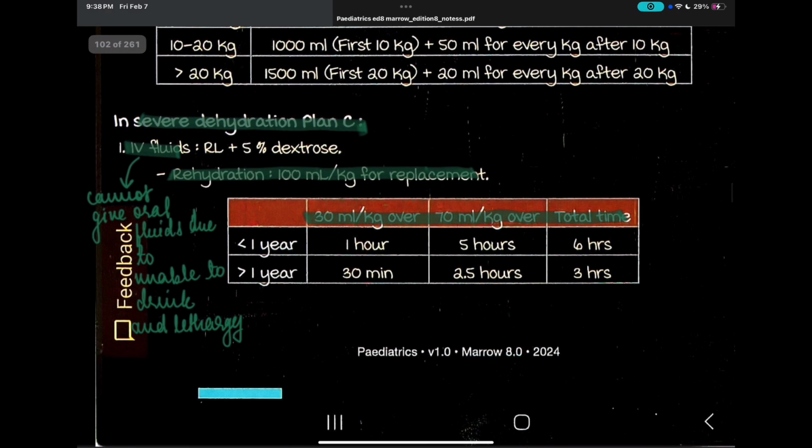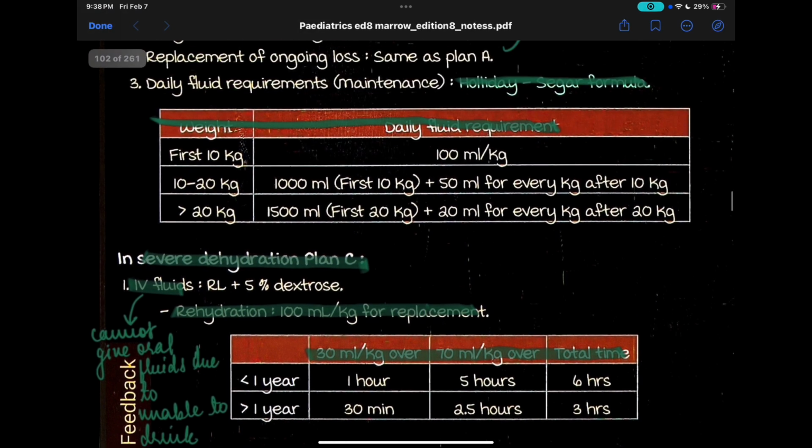In severe dehydration, plan C, you give IV fluids, Ringer lactate plus 5% dextrose. Cannot give oral fluids due to inability to drink and lethargy. Rehydration: how do you rehydrate? 100 ml per kg for replacement.